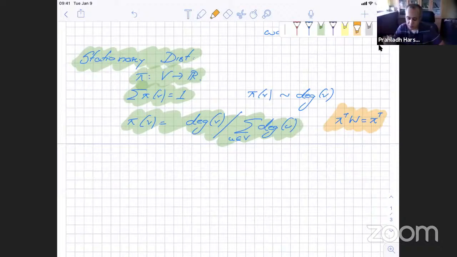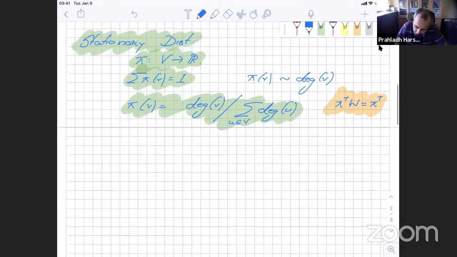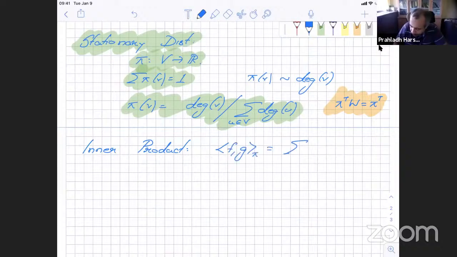So we wanted to work with a particular inner product. All of this is a recap from last time. Instead of the usual dot product, we work with the inner product <f, g>_pi, in which you weight each vector by the stationary distribution. Because this is the stationary distribution, you want to give relative weights. Instead of the usual dot product, which gives the uniform distribution, we work with this inner product. This is also a valid inner product.